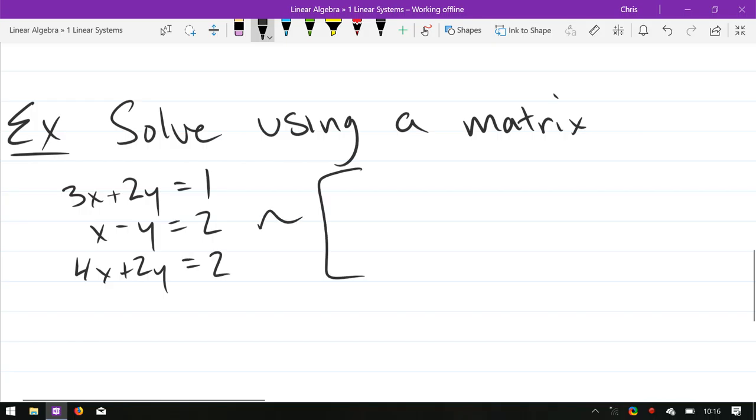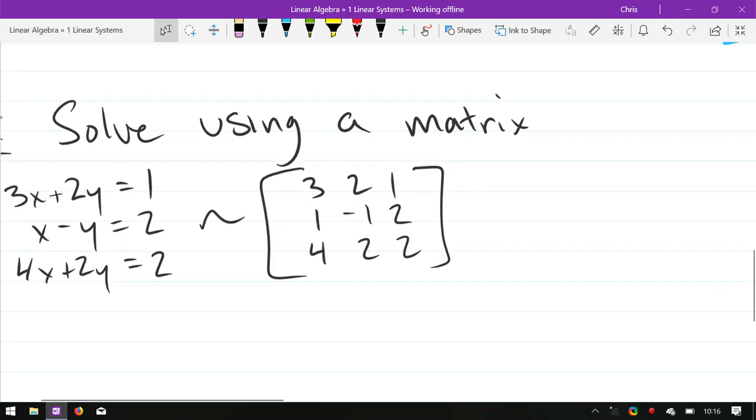Step 1, turn it into a matrix. We have 3, 2, 1; 1, -1, 2; 4, 2, 2. So our diagonal is kind of strange here. I just circled our diagonal. So what you should start by doing is reduce the lower triangle down to 0. And I recommend starting in column 1. So you're going to clear column 1.